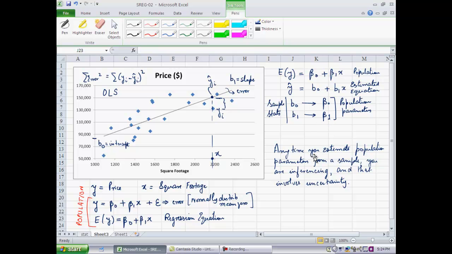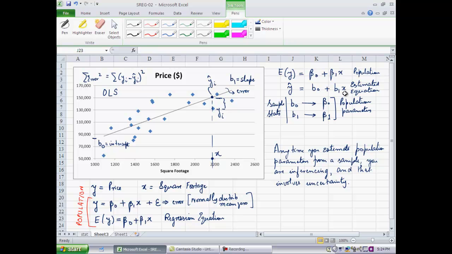You remember from hypothesis testing, confidence intervals, and all of the inferencing that we have done before, anytime you estimate population parameters from a sample, you are doing inferencing, and that involves uncertainty. So the upshot of all of this is when you do simple linear regression, or for that matter multiple regression in Excel, Excel will give you this equation, the fitted equation. That's a very small part of the output. That's an important part of the output, but it's a small part of the output.